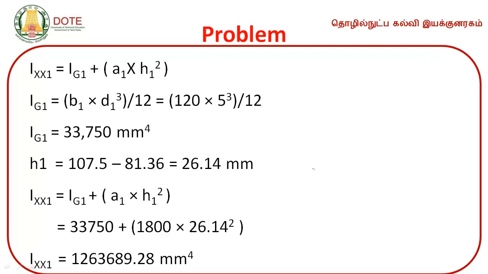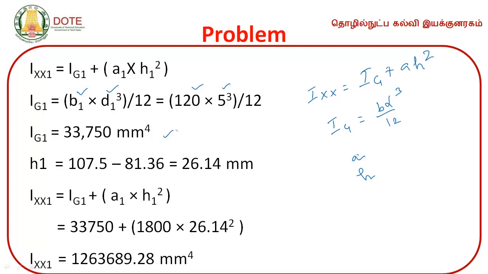Now we are going to determine the value of Ixx. Ixx is given by the formula Ixx is equal to Ig plus A h square, where Ig for a rectangular cross section is given by B D cube by 12. We know the value of area and we can calculate the value of h, the height. So for the first component, B is 120 and D is 15, so it is going to be 33,750.